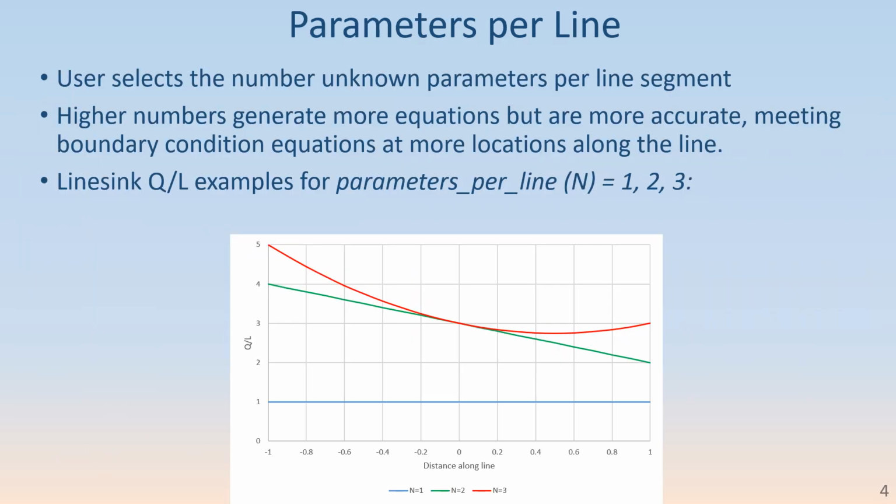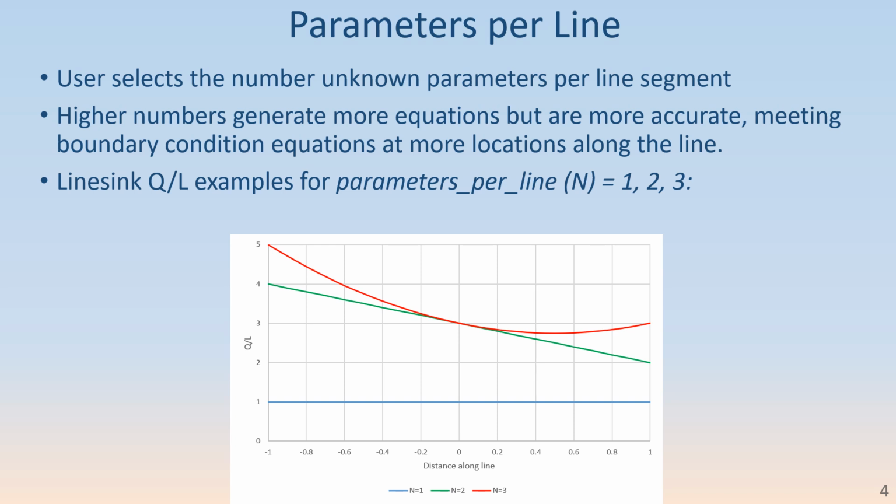With line elements, one of the input variables that the user selects is called parameters per line, and that is the number of unknown strength parameters per line segment in a line boundary. And if you have higher numbers for that parameters per line, that means that for a line sink, the rate of extraction can vary in a more wiggly manner along the length of the element.